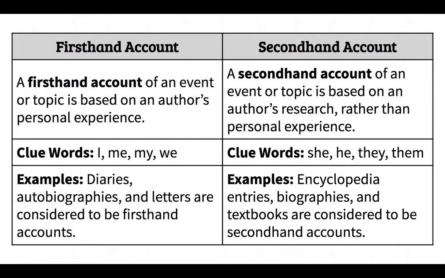In a first-hand account of an event or a topic, this is based on an author's personal experience. They use clue words like I, me, my, and we. Some examples include diaries, autobiographies, and letters.